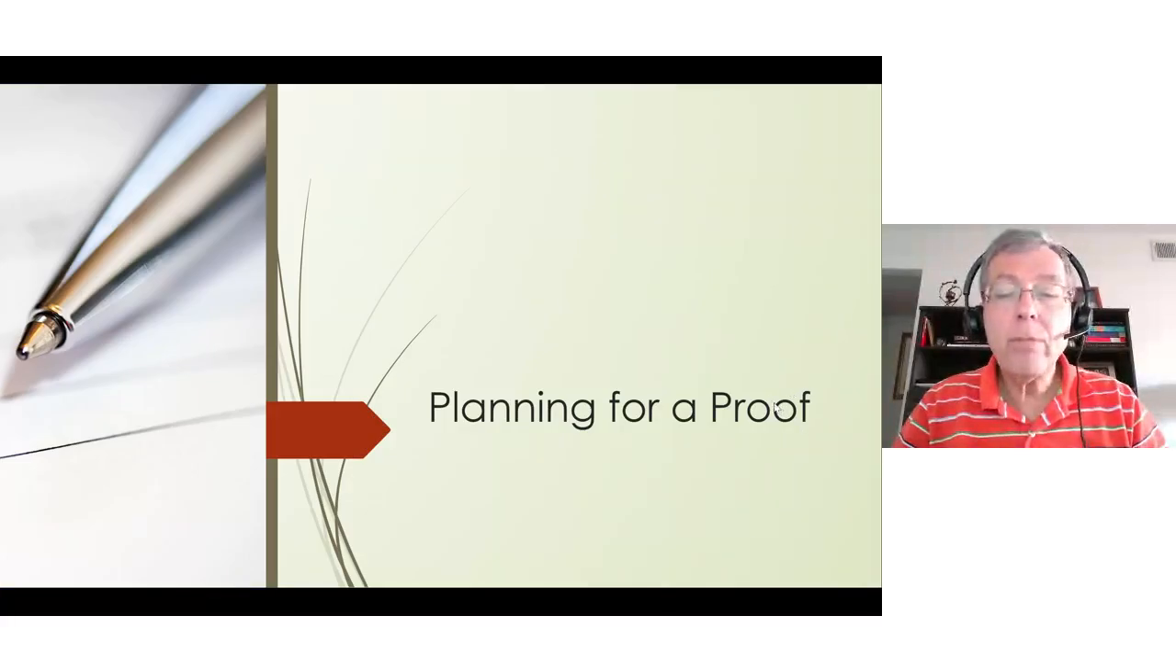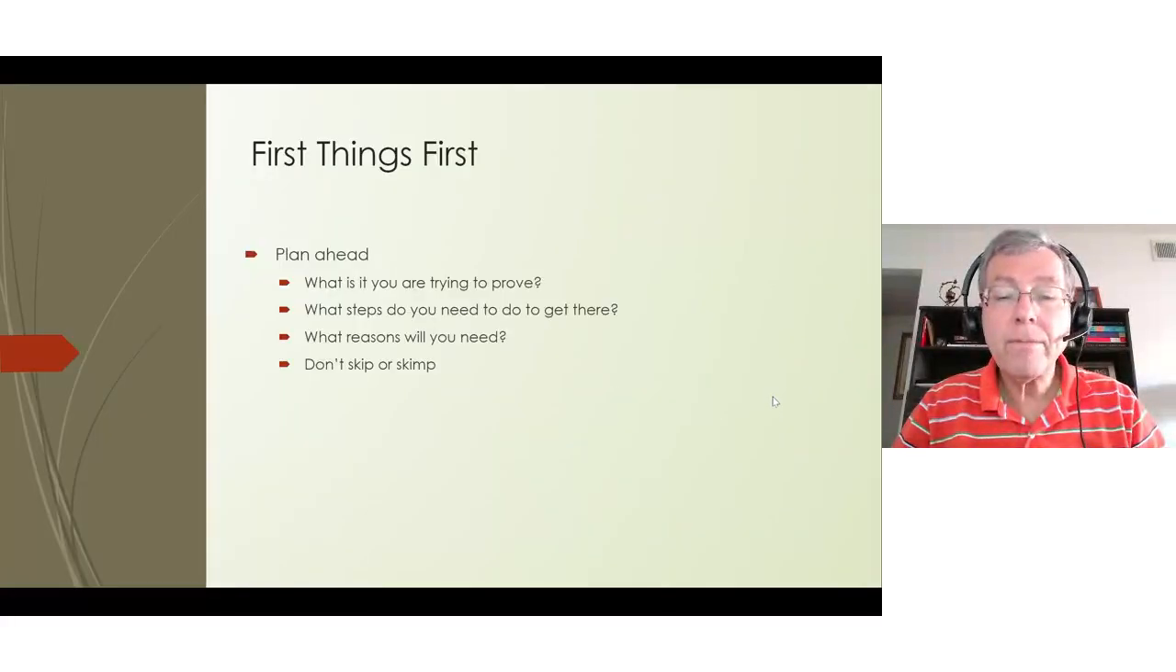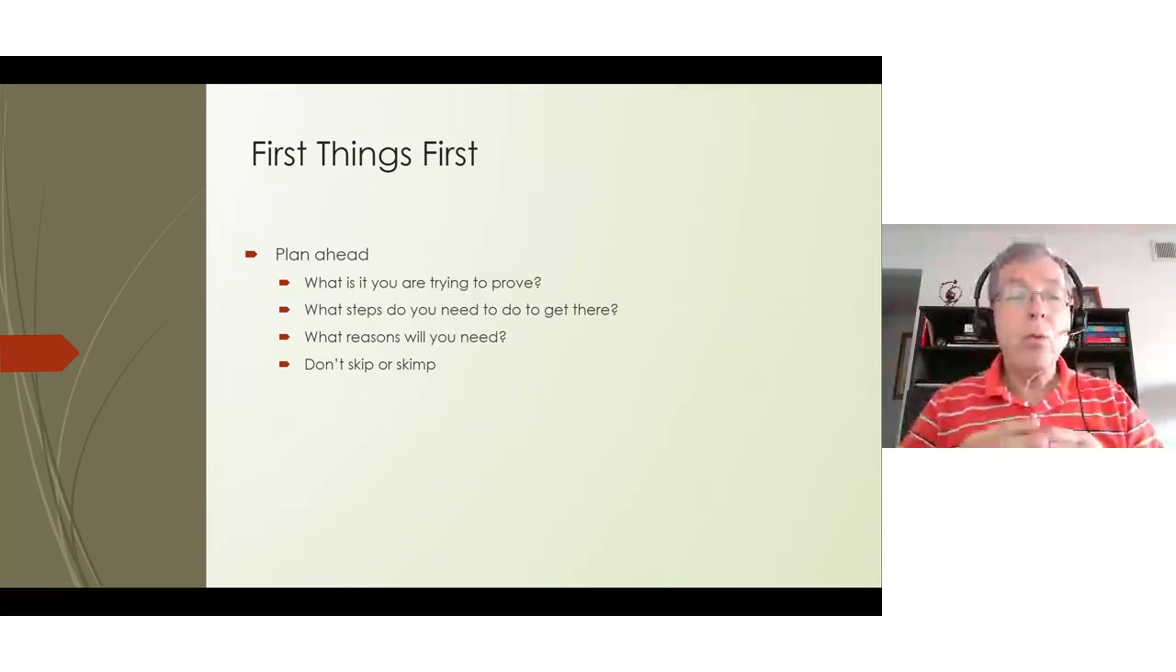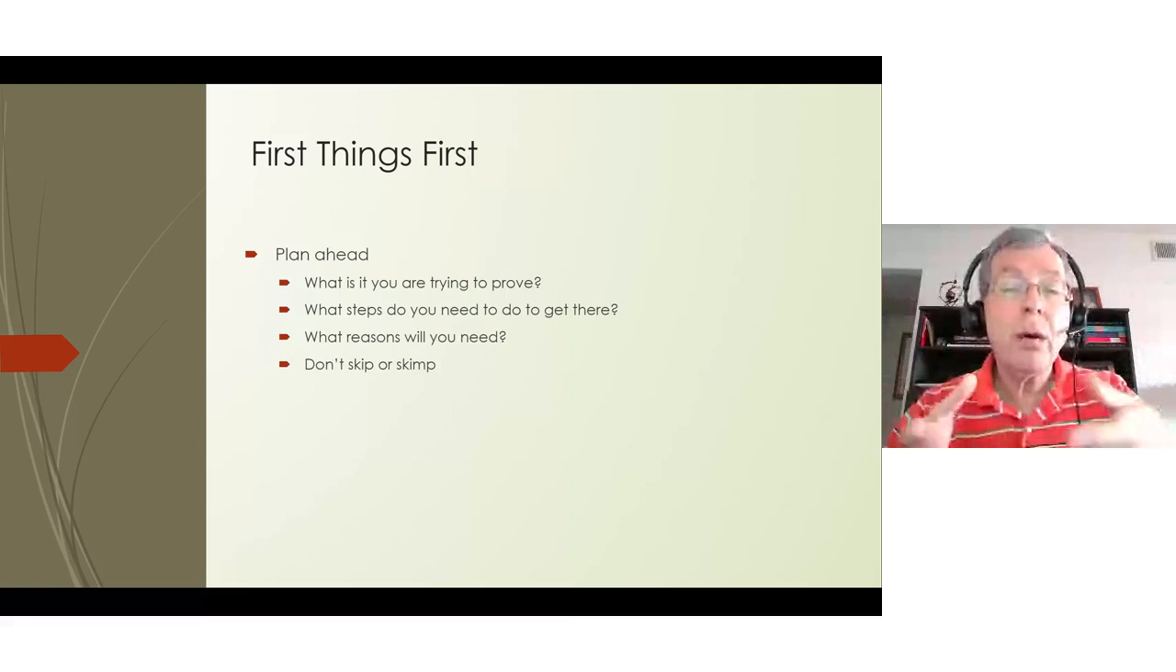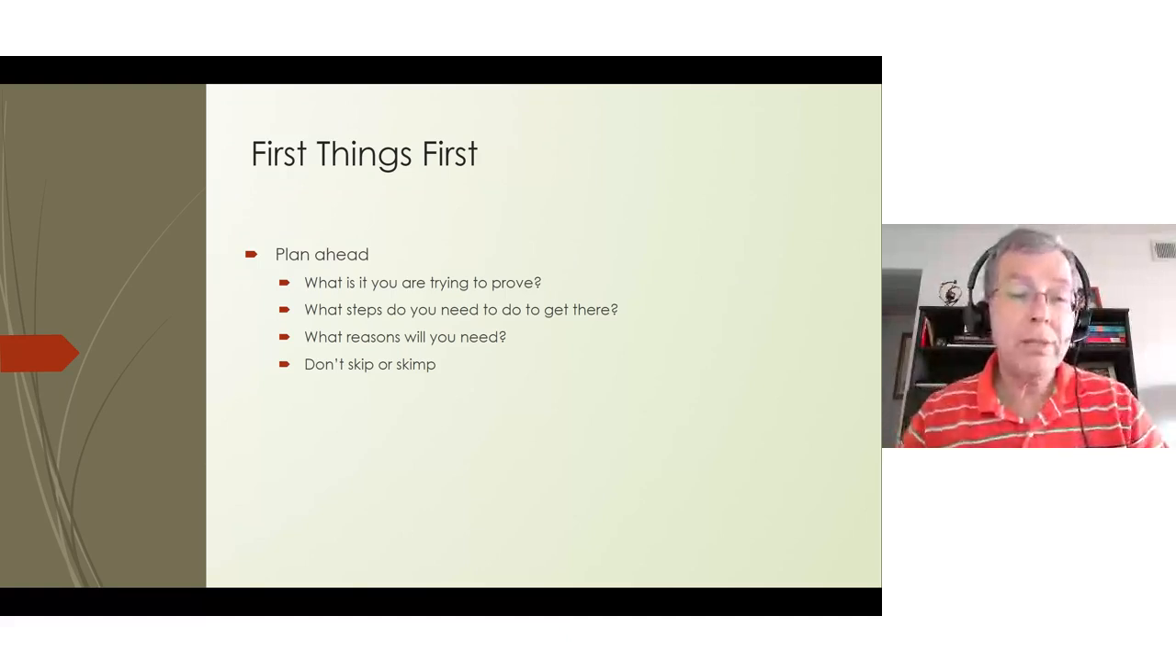So we want to plan for a proof. The first thing: in all of these lessons and workbooks and checkpoints and exams, we're going to give you a partially completed proof. So you'll already have the plan. You will be filling in the blanks. But you do have to know what you're looking at.